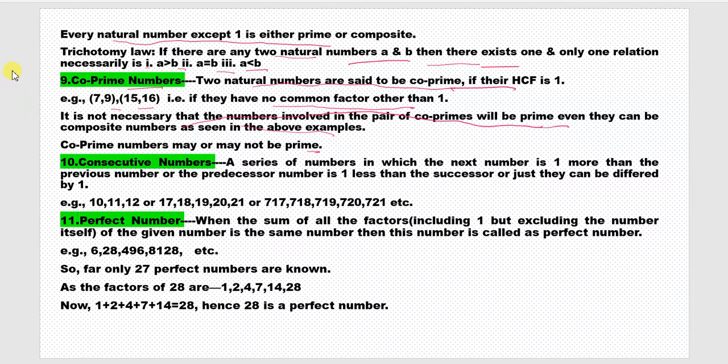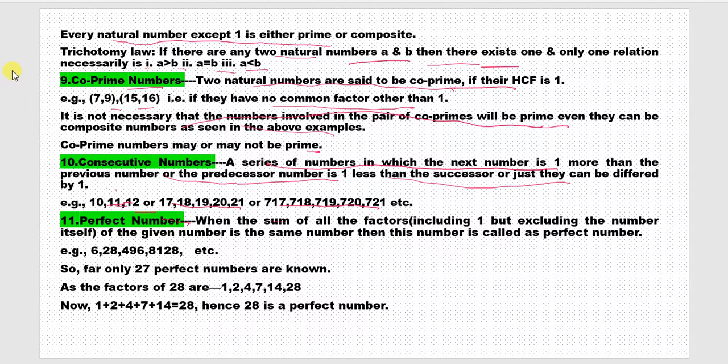Next is consecutive numbers. A series of numbers in which the next number is 1 more than the previous number, or the predecessor is 1 less than the successor. For example, 10, 11, 12 are consecutive numbers. These are increasing 1 by 1. 10 plus 1 is 11, 11 plus 1 is 12. Similarly 17, 18, 19, 20, 21. These are consecutive numbers.